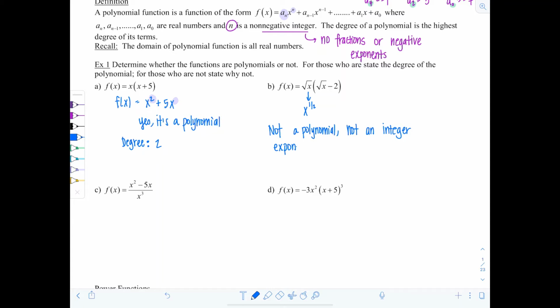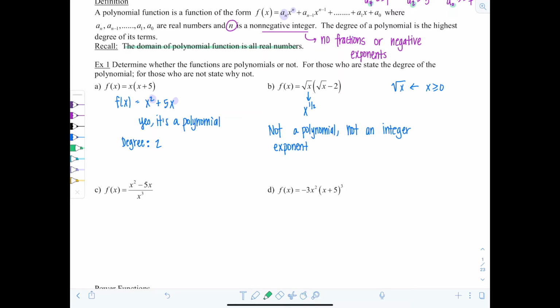Another issue is, remember we've talked about finding domains for radical x, and x has to be greater than or equal to 0. So there's restrictions on the domain anytime you have an even index for a radical function. And that's a problem for a polynomial because remember, the domain of a polynomial is all real numbers. So again, you could tell, hey, something's up. This is not going to be a polynomial.